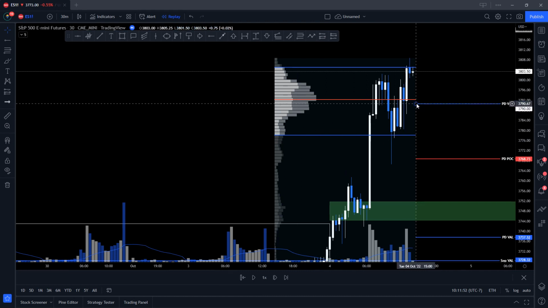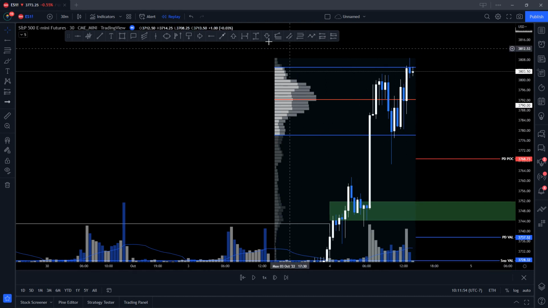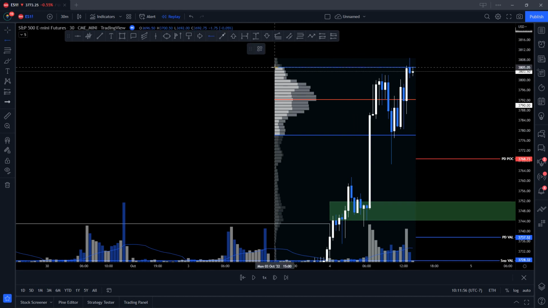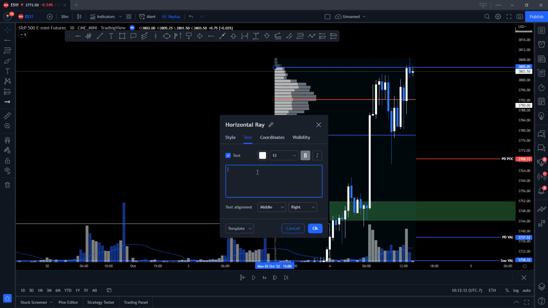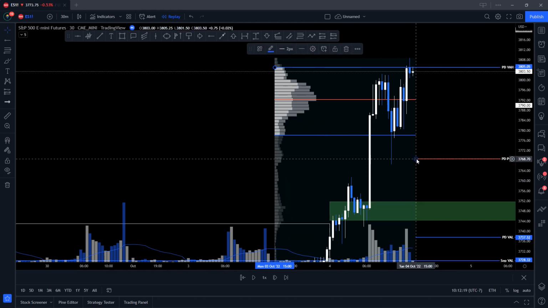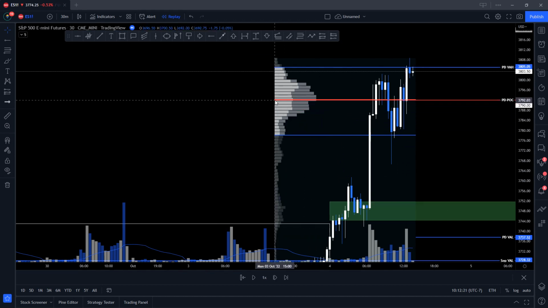Once we do that, we're going to draw our value area high. So I put PD for previous day, value area high. These other ones I'm just going to drag up. I drew that one just to show people in case you don't know how to do it.